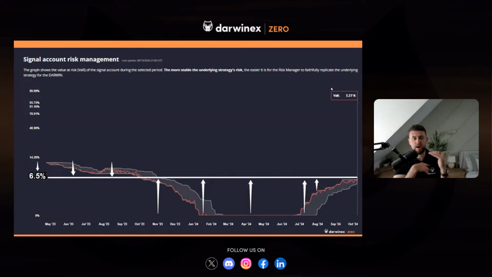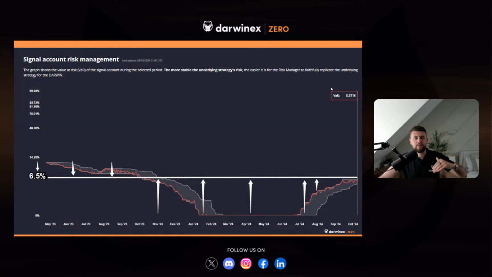As the trader's VAR hits 6.5% at Signal account level, pretty much their trade size is going to be replicated 1-for-1. So if the trader's taking a 5 lot at this point, the Darwin is also going to be taking a 5 lot position. As the trader moves under 6.5%, the risk engine is actually going to start flipping this on its head, and it's going to start increasing the trade size at Darwin level.